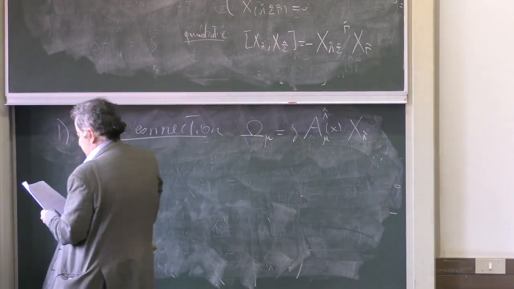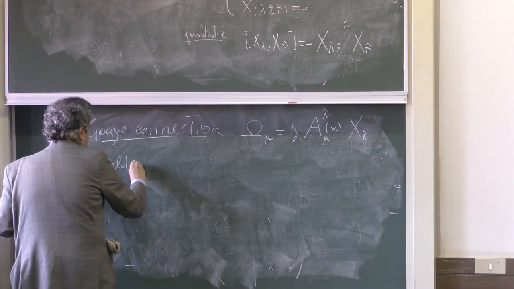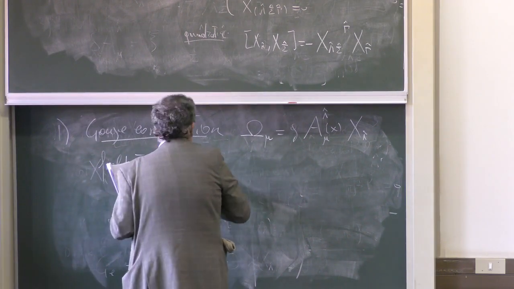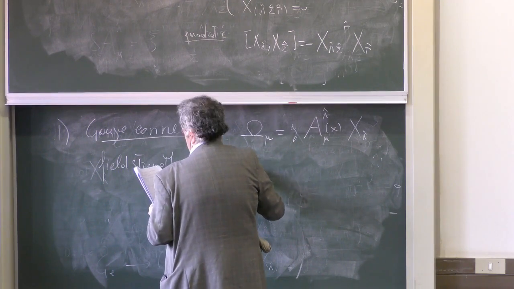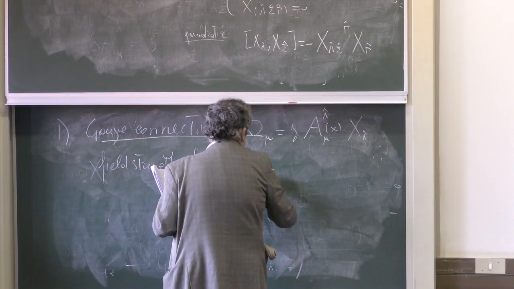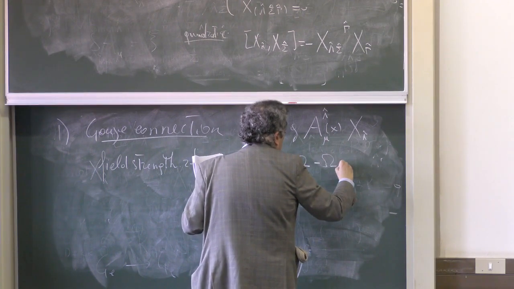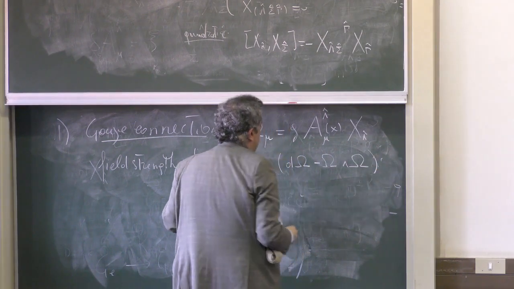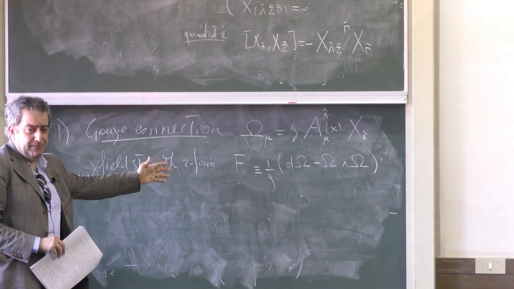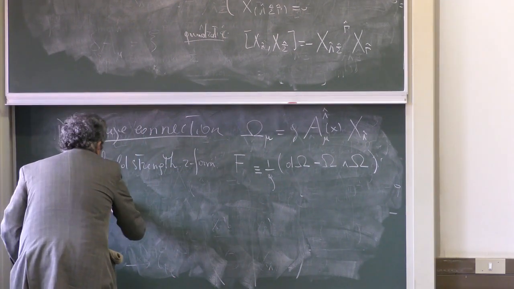Okay, now we define also a field strength, a two form, which is F. Well, let's write it as a two form, which is defined as one over g, d omega minus omega wedge omega. Okay? This is standard in gauge theories. Okay, this is how you define F.